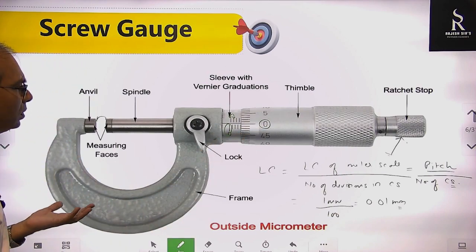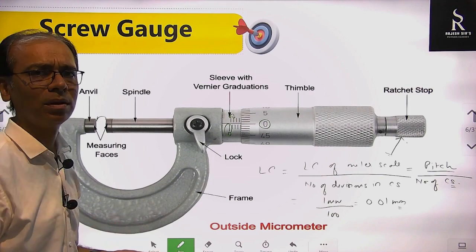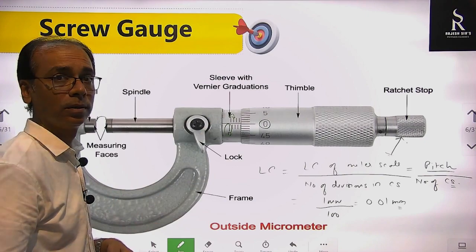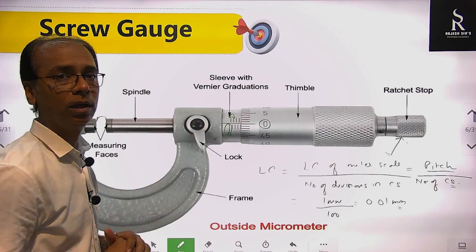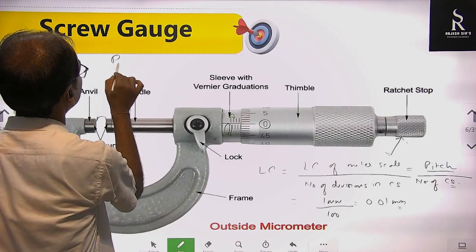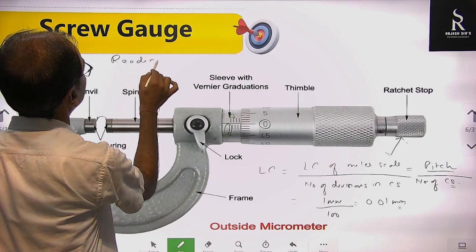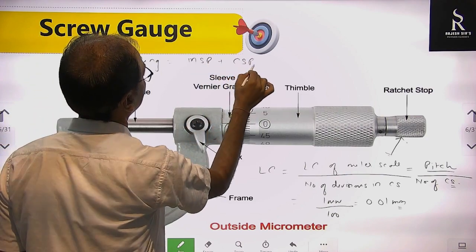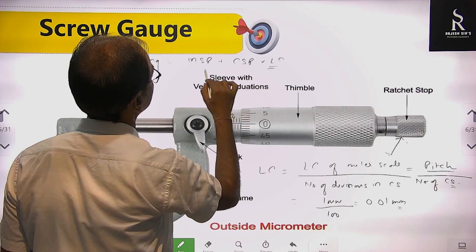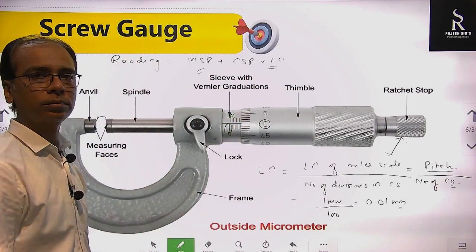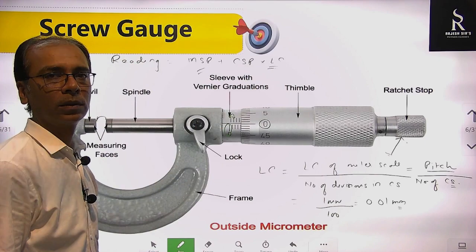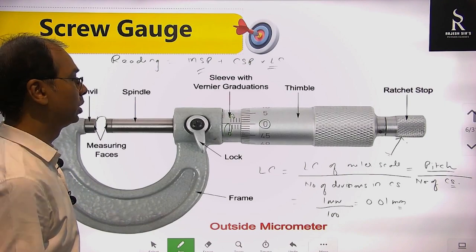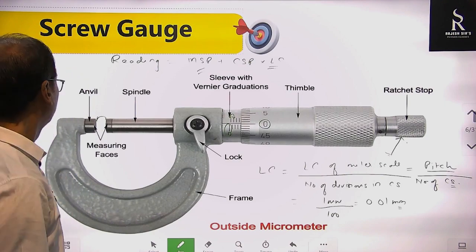How to measure this one? Simple, the same method. Reading will be main scale reading plus circular scale reading into least count. So reading is main scale reading plus circular scale reading into least count. Clear? In this also zero error is there. Yes, in this also zero error will be there. So how to see what the zero error is?